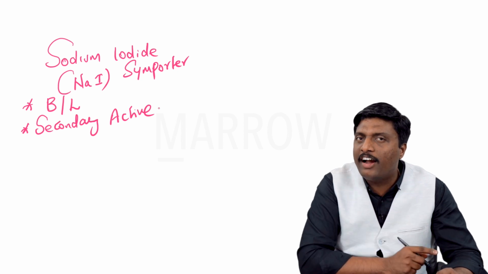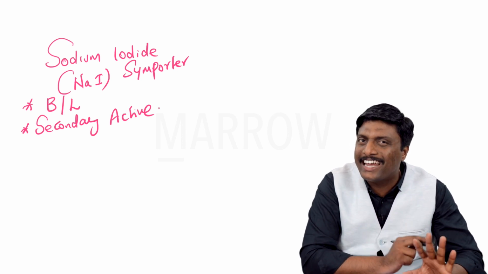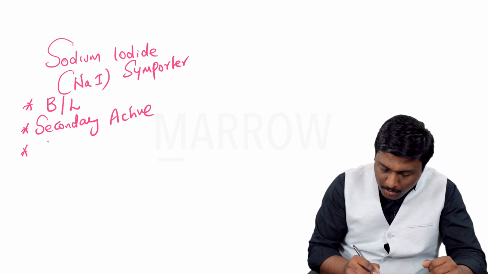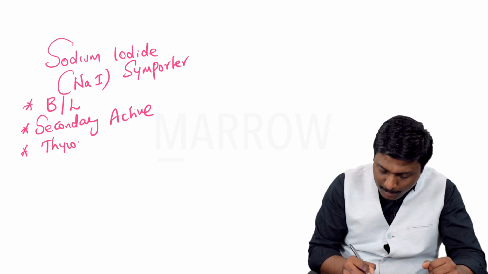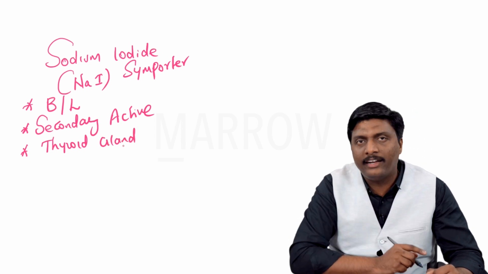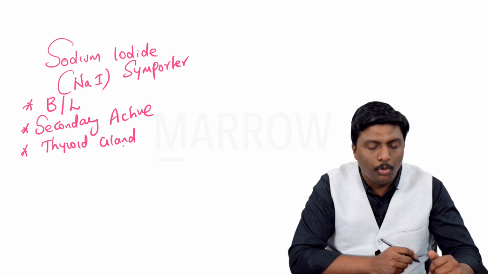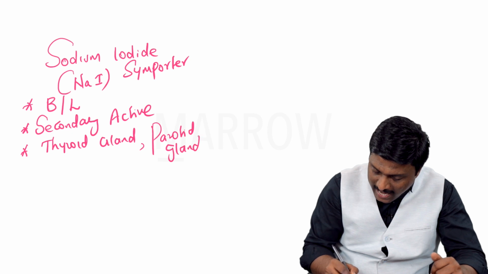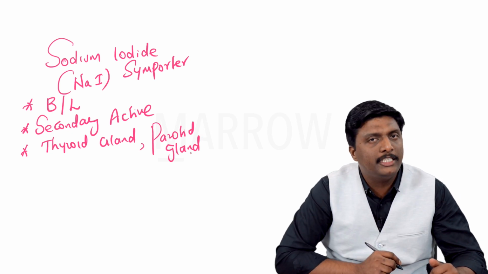Sodium is required for transport of iodide, that's why it becomes a secondary active transport process. Where will you see this important channel protein? This channel protein is present in the thyroid gland. Not only the thyroid gland, it was also shown to be present in one important salivary gland. That salivary gland is the parotid gland, which expresses the sodium iodide importer.